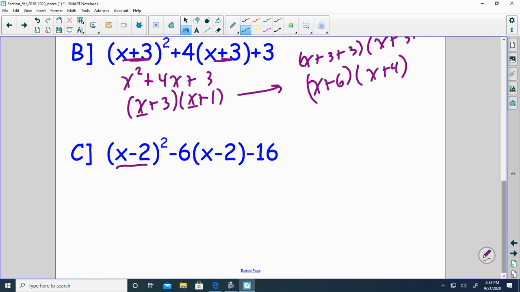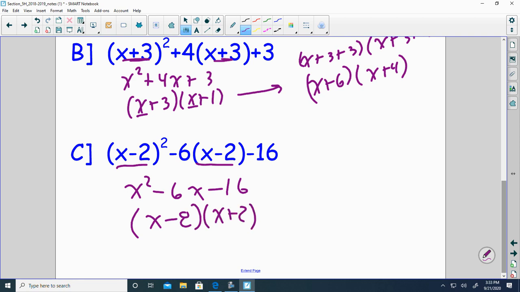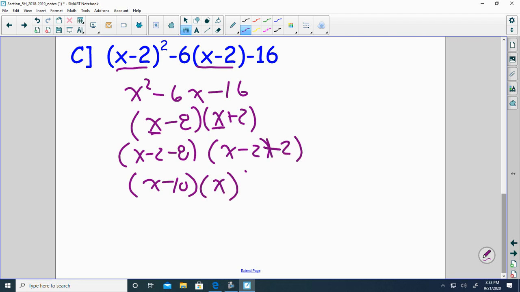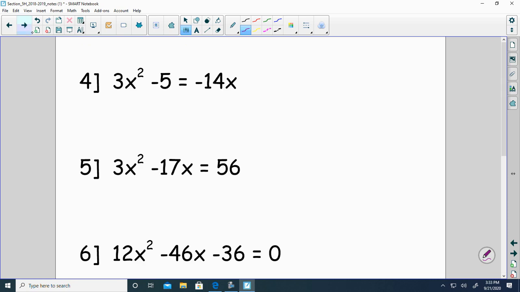Same thing with here. I'm going to replace those both with an x. And then that's going to factor to x minus 8 and x plus 2. But I allowed x to equal x minus 2, so I'm going to plug x minus 2 into both of those. So that's going to give me x minus 10. And then I'm going to plug x minus 2 right there, plus 2. So that's just going to leave me x. So that's factored all the way out. Equal sign. So let's make sure it's equal to 0.